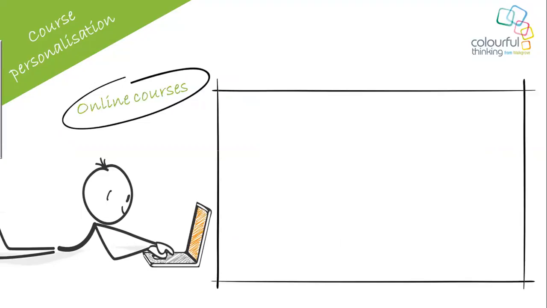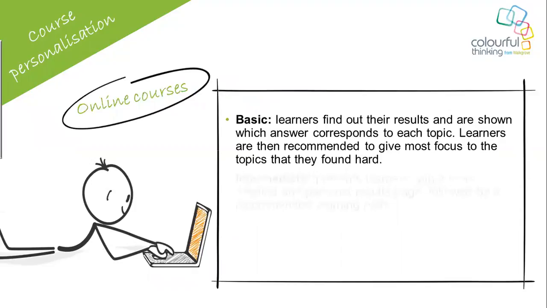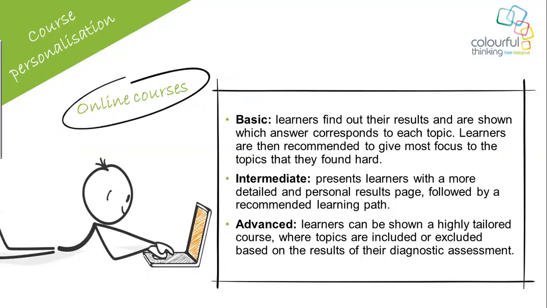I'll start off by looking at online courses. I've split this into three different sections. With online courses, we can look at basic, intermediate, and advanced. Generally, that's dependent on the level of technology and sophistication you can have within your course. For example, if you've got a very, very low budget course, there might not be much you can do cost-wise, and some technologies you might find are quite limited. You don't have as many options for course personalization. However, that doesn't mean you can't do it.